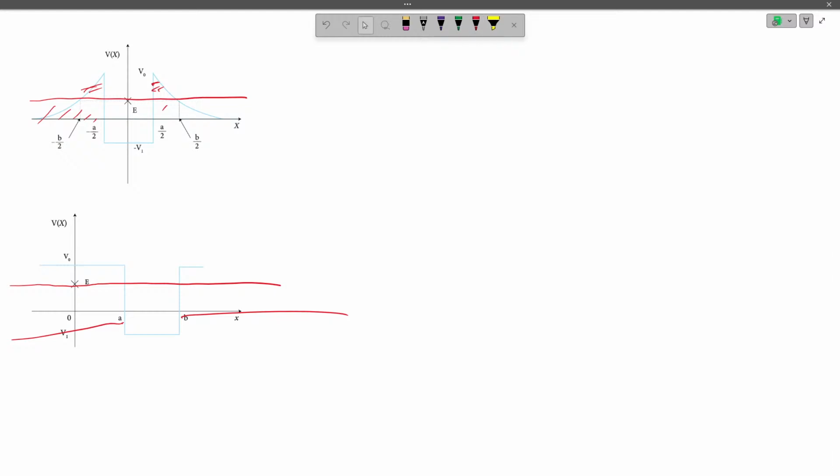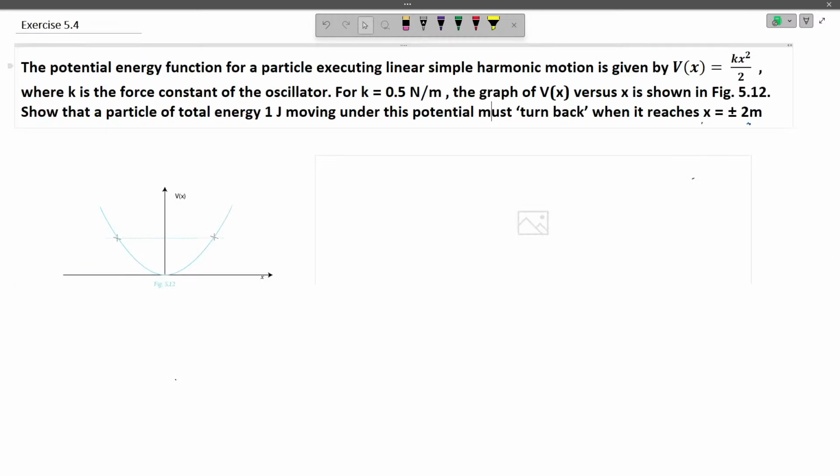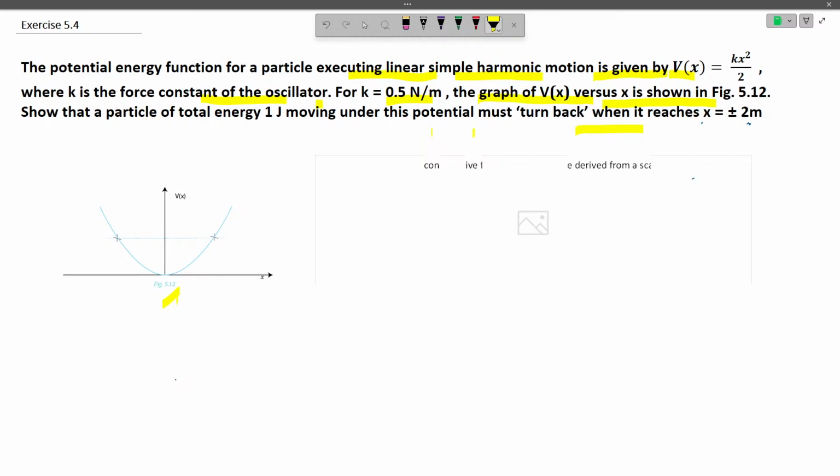Let's move to the next question. This says that the potential energy function for a particle executing simple linear harmonic motion is given by V(x) equals kx square by 2, where k is the force constant of the oscillator. For k equals 0.5 Newton per meter, the graph of V(x) versus x is shown in figure 5.12. Show that the particle of total energy 1 joule moving under this potential must turn back when it reaches x equals plus minus 2.